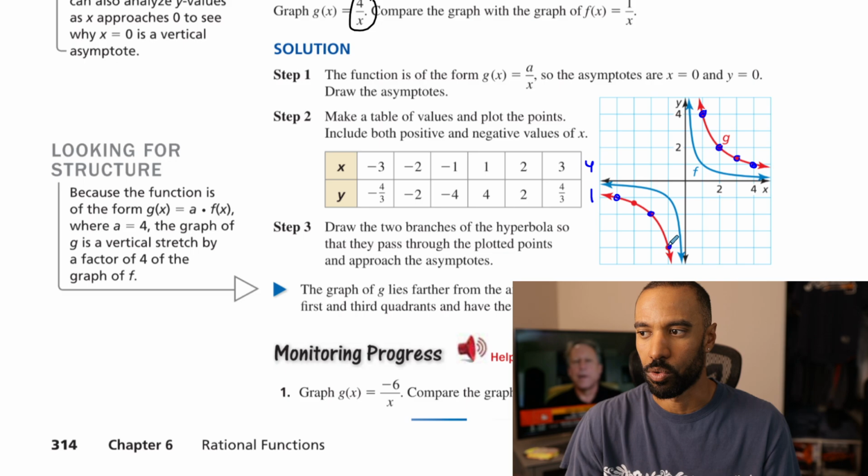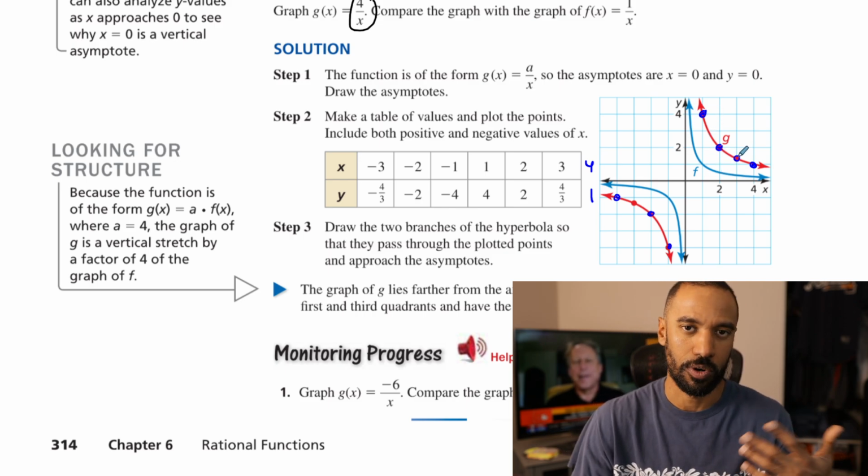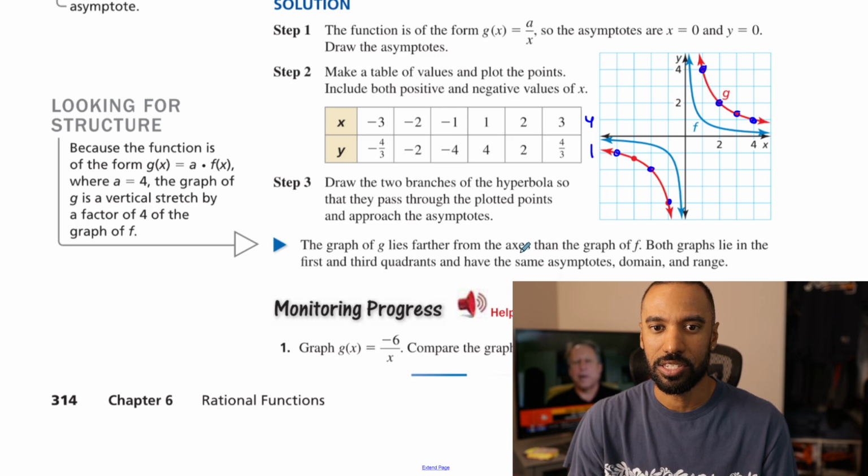So how does it compare to the 1 over x? It's technically vertically stretched by a factor of 4. This was at 1, now it's at 4. This is 1/2, now it's at 2. It's 4 times taller than it was. They say it lies farther from the axes of f. And they both lie in the same quadrants and have the same asymptotes, domain, and range.